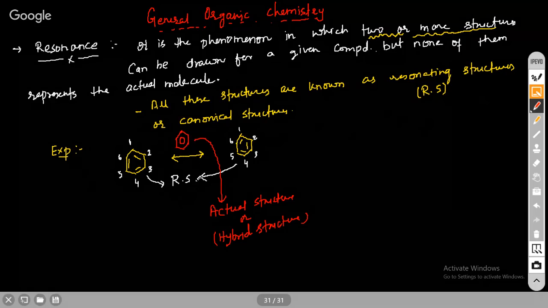Now what is this actual structure, or we also call it the hybrid structure? Hybrid structure means what? This structure has certain properties, and this structure also has certain properties. So the actual benzene will contain the properties of this structure and this structure also. When you combine these two molecules, you get a hybrid molecule. That hybrid molecule is a hybrid structure.